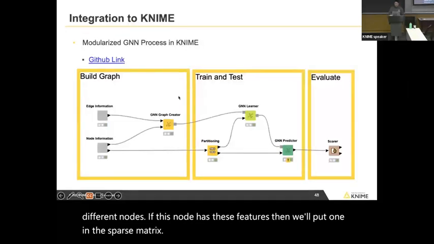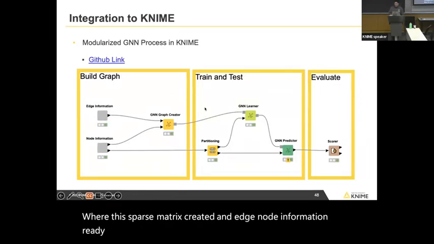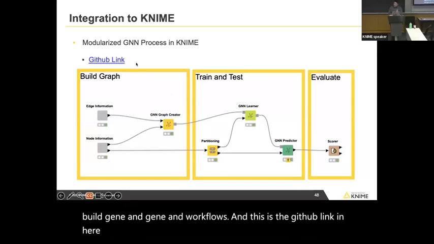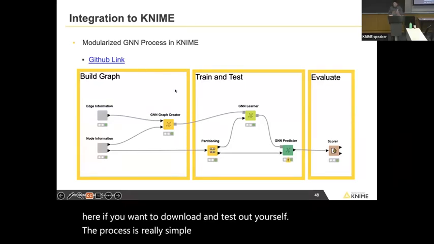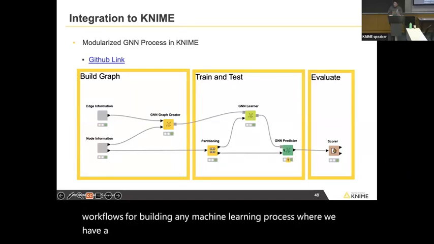With this sparse matrix created and the edge and node information ready, this is the workflow that we built that can be used to build GNN workflows. And this is the GitHub link here if you want to download and test it out yourself. The process is really simple, as shown here. This is a really typical KNIME workflow for building any machine learning process, where we have a learner and a predictor. And of course, you need some information to put in, and I will explain it node by node.